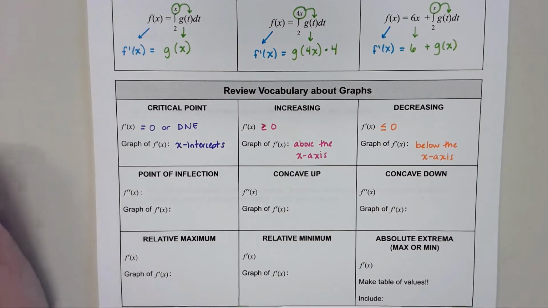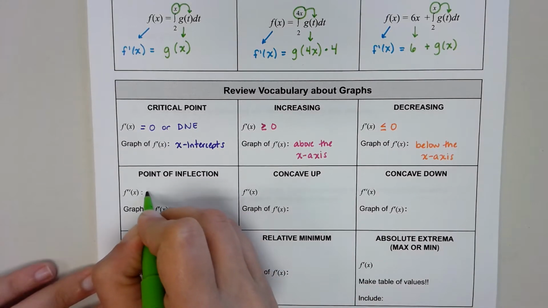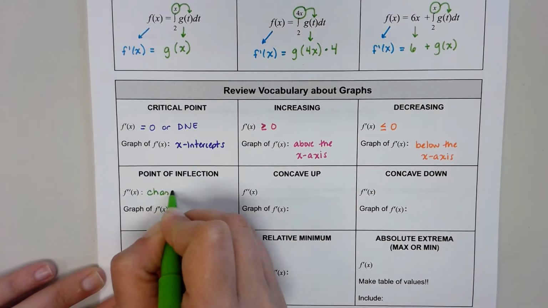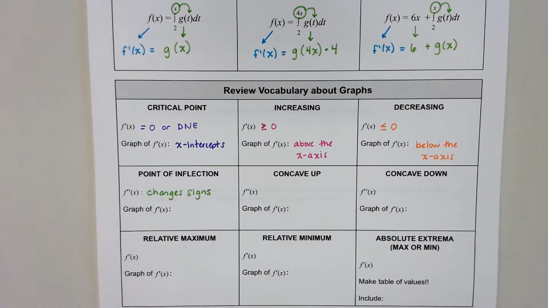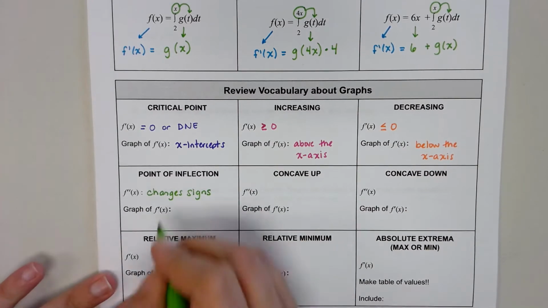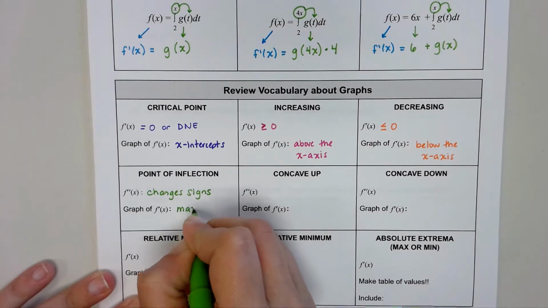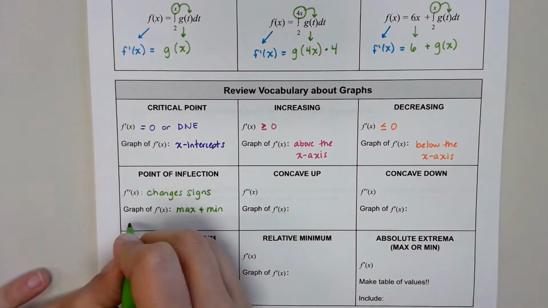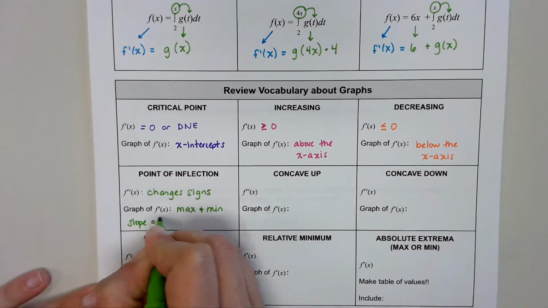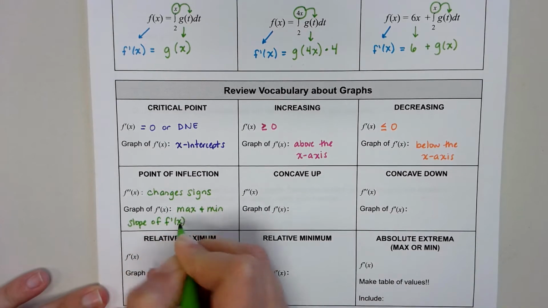Now, when we move on and we start talking about the second derivative, a point of inflection is going to be a place where the second derivative changes signs. So when I change from having a positive second derivative to a negative, or from a negative to a positive, that's going to be considered a point of inflection. If we're looking at the graph of f prime, these are going to be at maximum and minimum values because the second derivative would be the slope of f prime. So we're looking for where the slope of f prime changes signs.